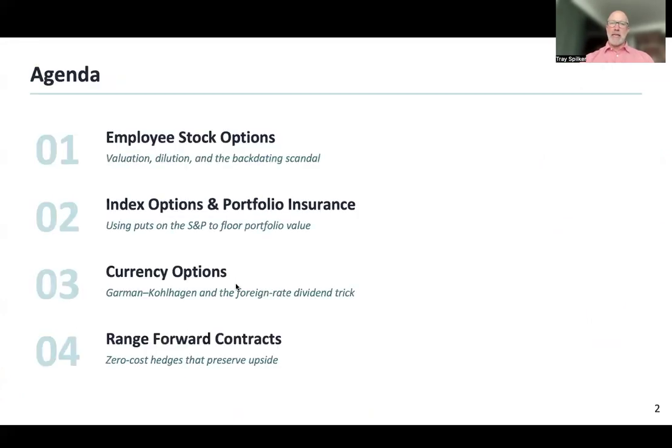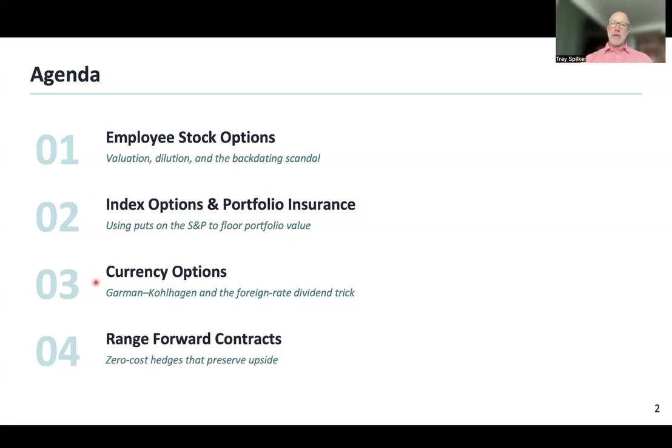plain vanilla cases. So specifically in our four blocks today, the thread that's going to be connecting all four of these blocks is what changes in the BSM model when the underlying asset is not just a plain vanilla non-dividend paying stock, right? So we'll take a look at employee options and some of the intricacies there. We'll take a look at index options, which tend to behave like options on a dividend paying asset.